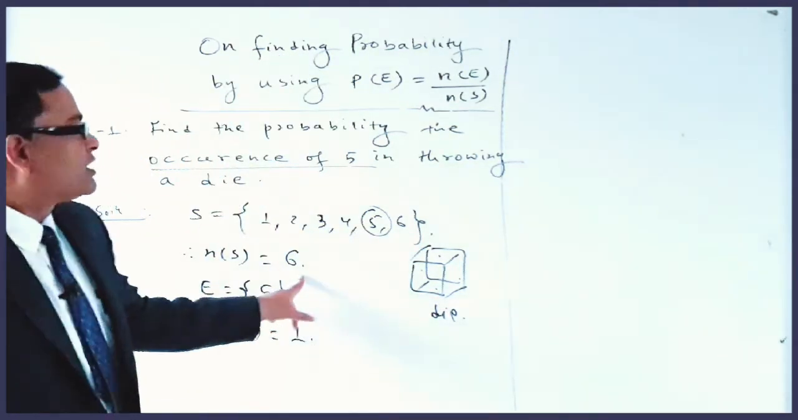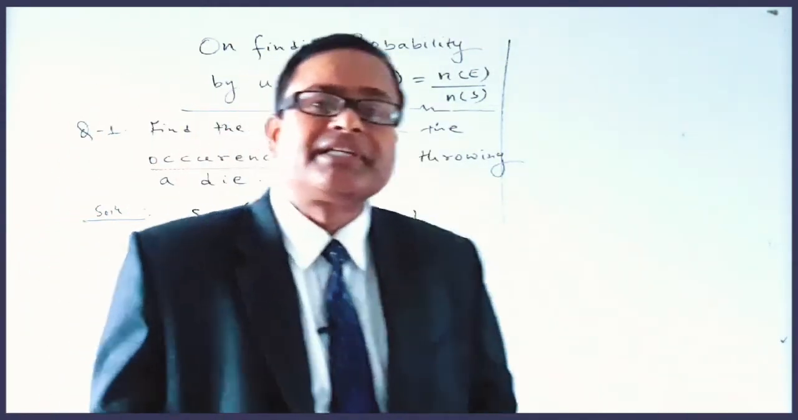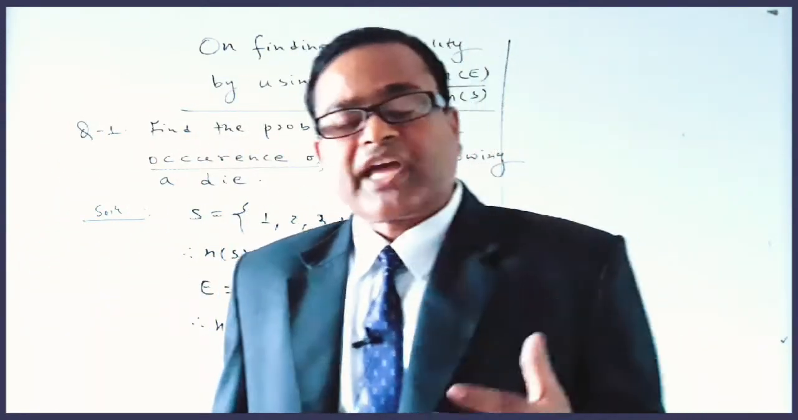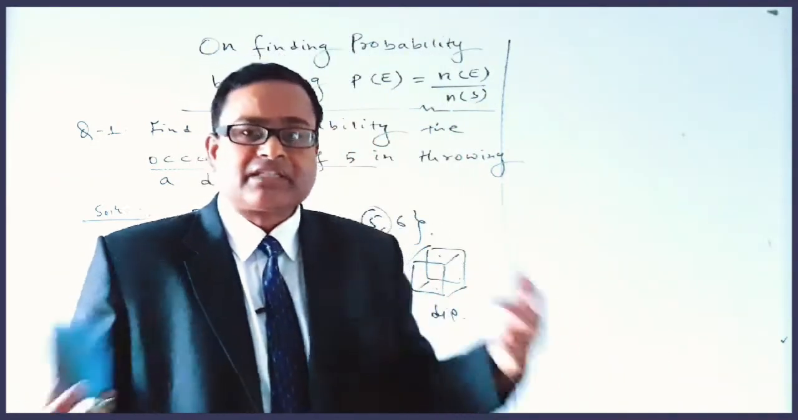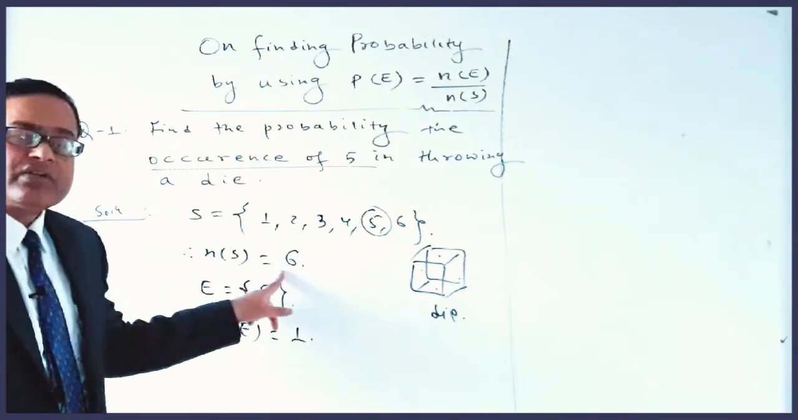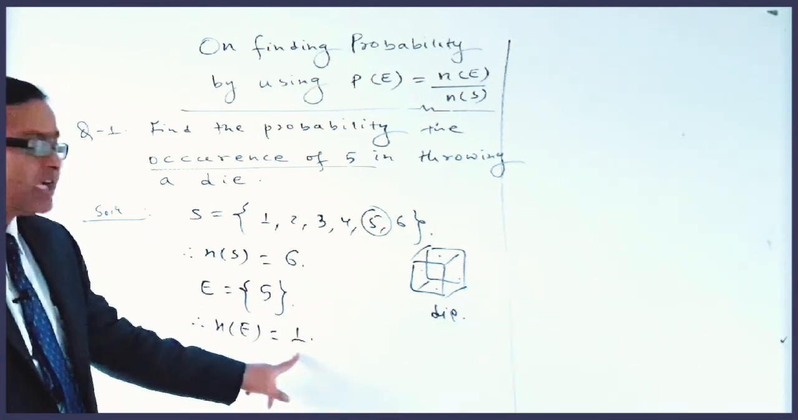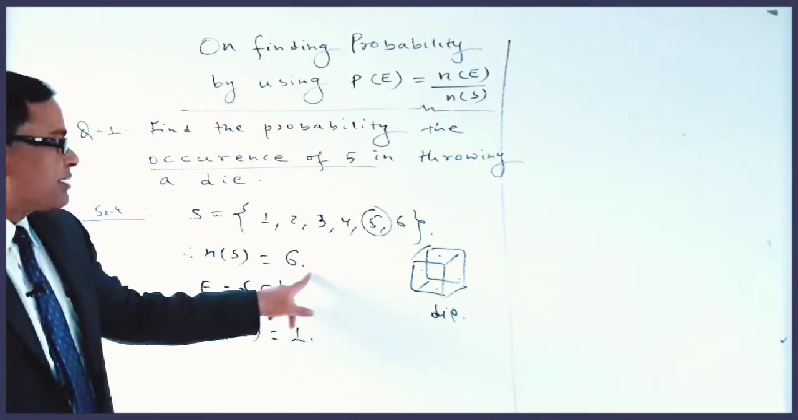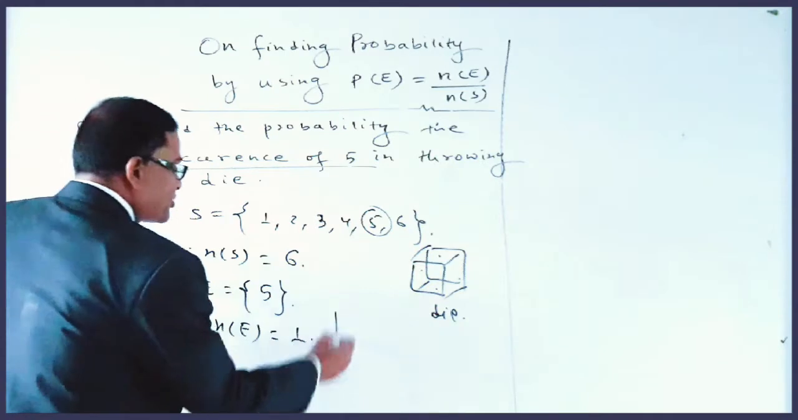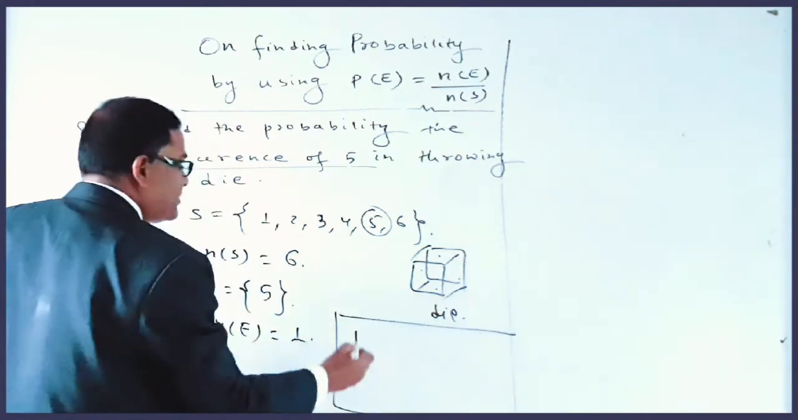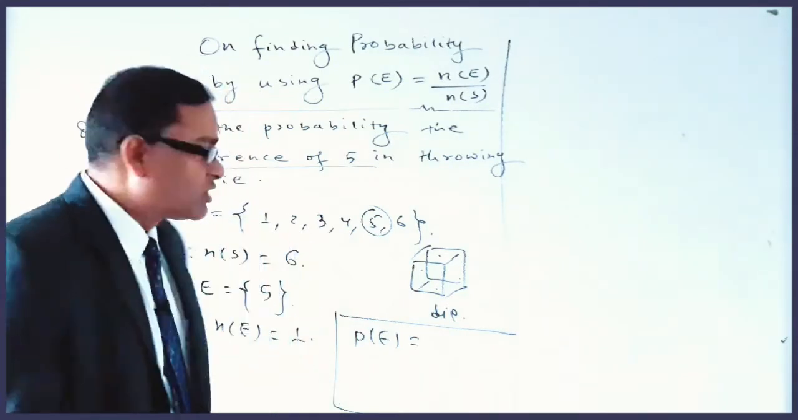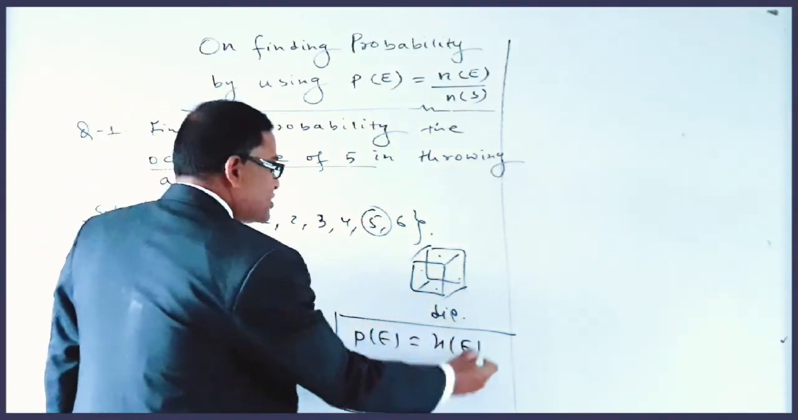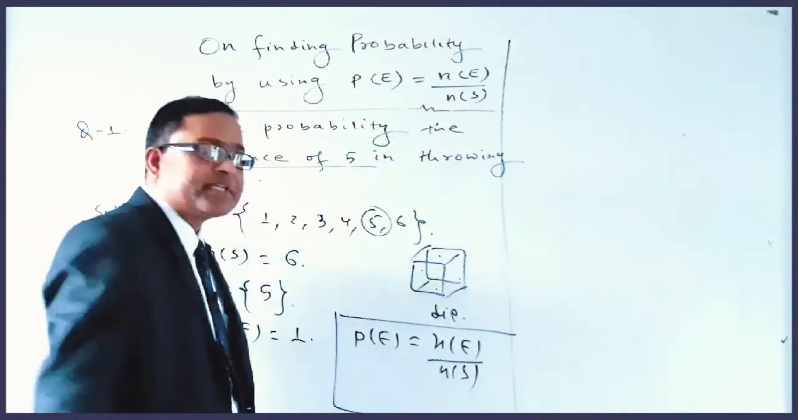Dear students, now according to the mathematical definition of probability, to find the probability of any event, we have to know the number of event and the number of sample space. So already we have got the number of event 1 and number of sample space 6. So by the definition of probability, P of an event E is equal to number of event to the number of sample space.